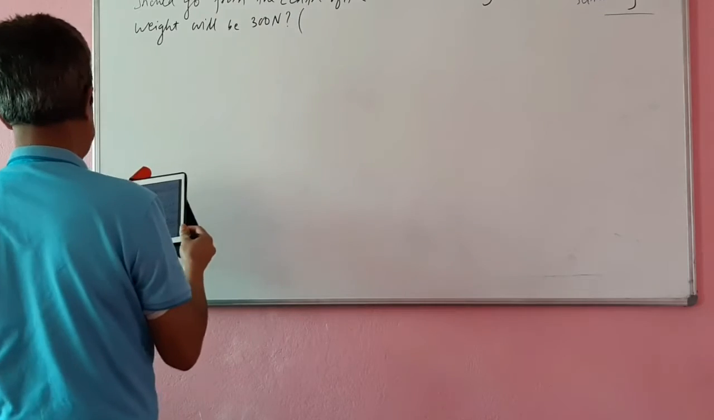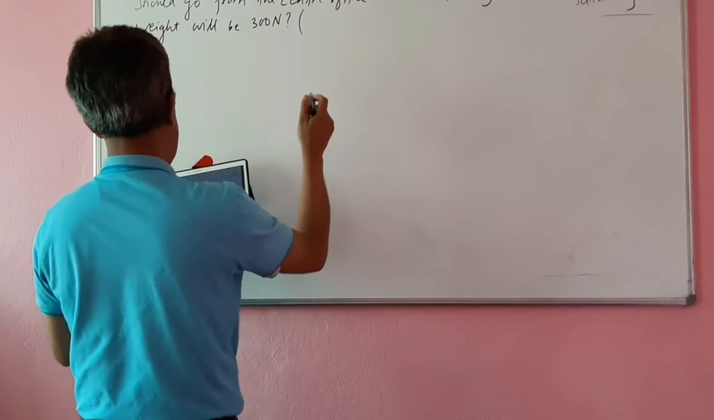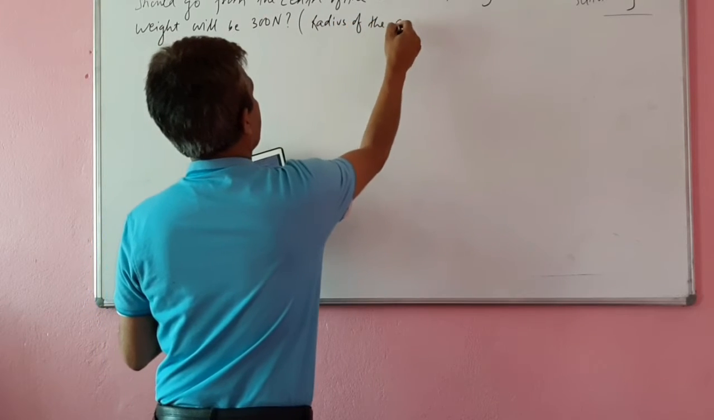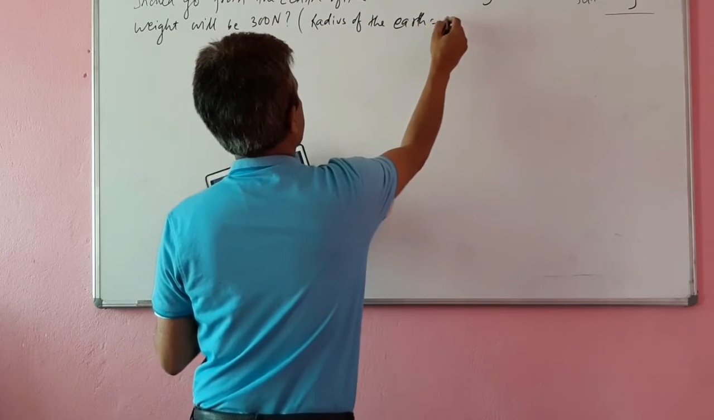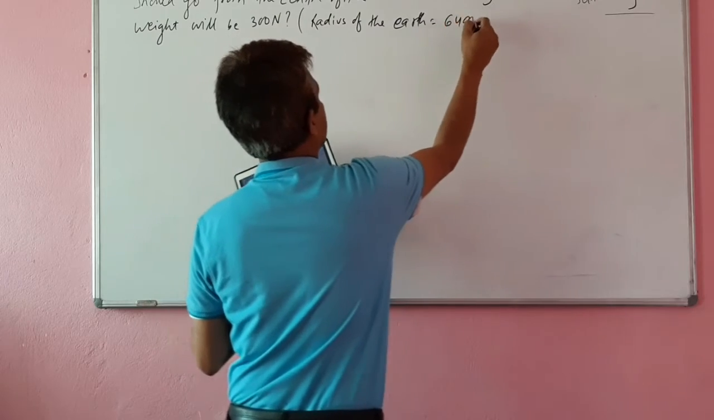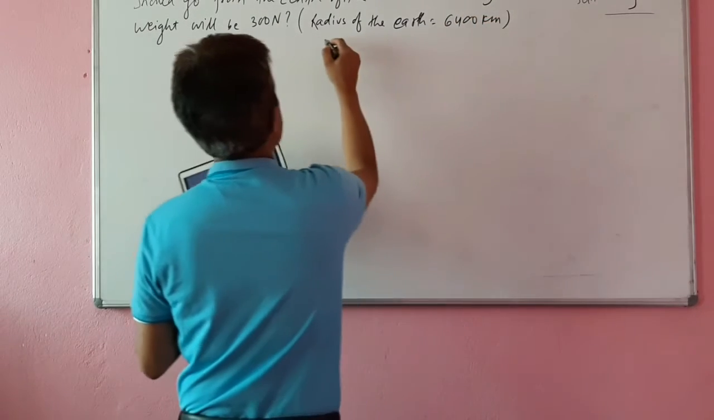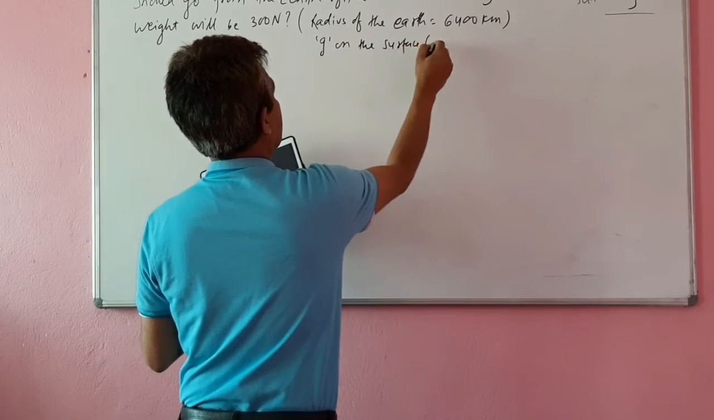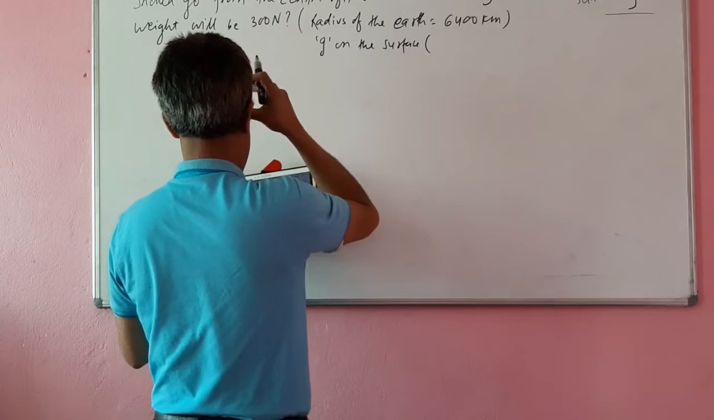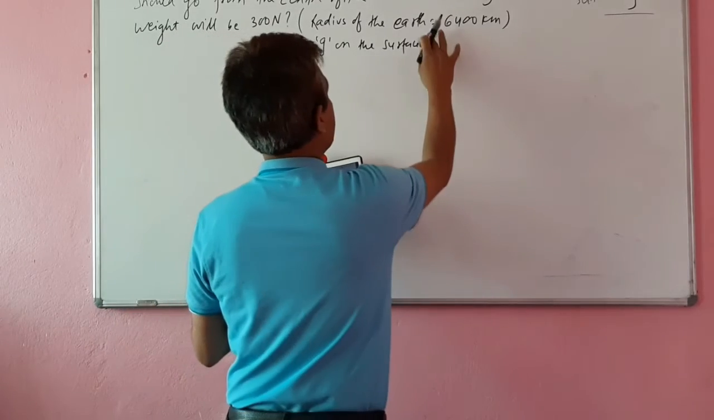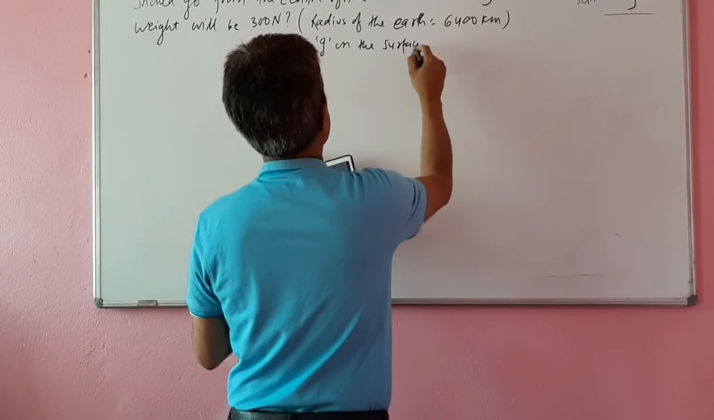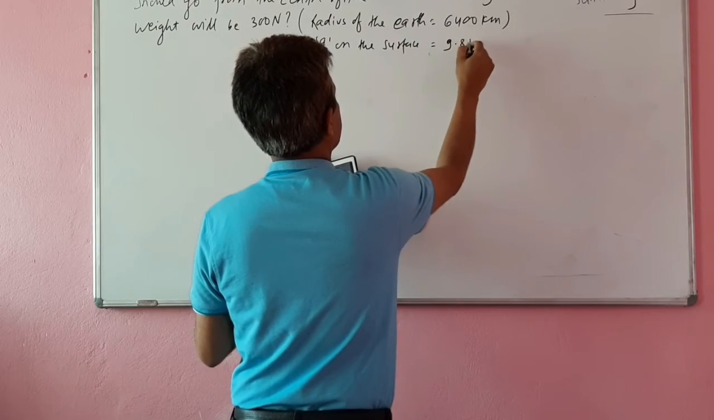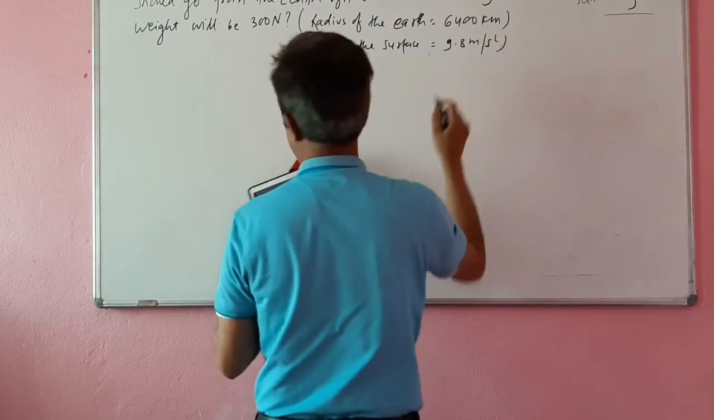What is given here? Radius of the earth is 6400 kilometer. g on the surface equals 9.8 meter per second square.